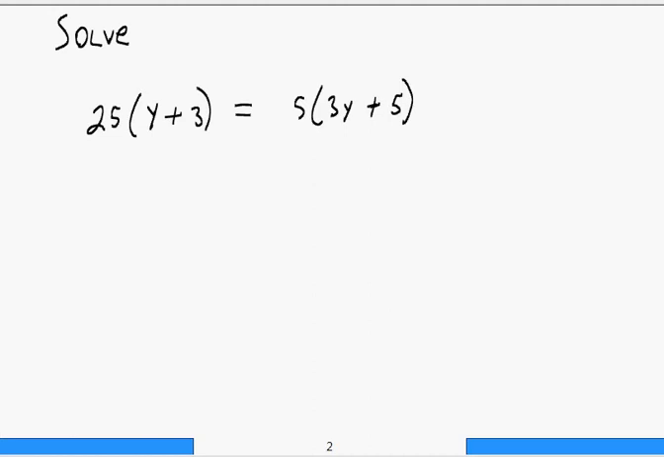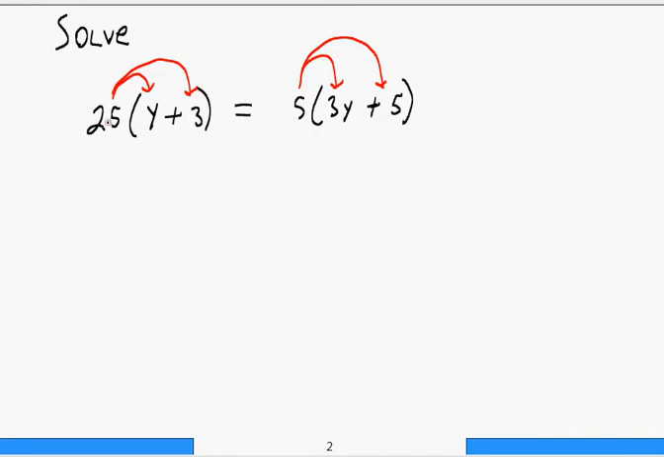Hi everyone, I have another equation here to solve, and this one has parentheses that we need to get rid of before we can do anything else. So to get rid of these parentheses, we're going to use the distributive property, which just means we're going to take the number that's on the outside of the parentheses, in this case 25, and multiply it all the way through the parentheses, distribute it all the way through. And we'll do the same thing on this side with the 5.